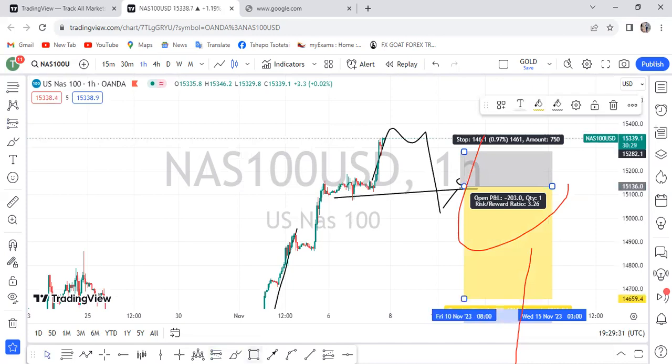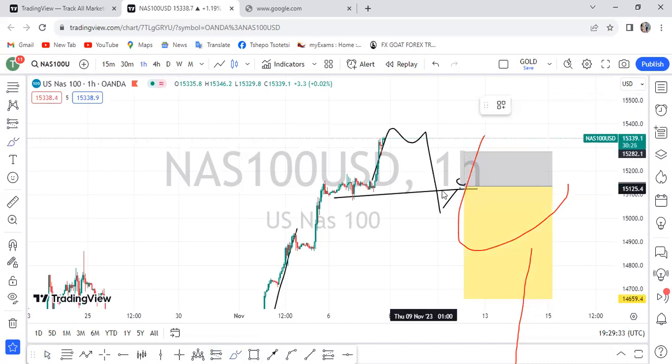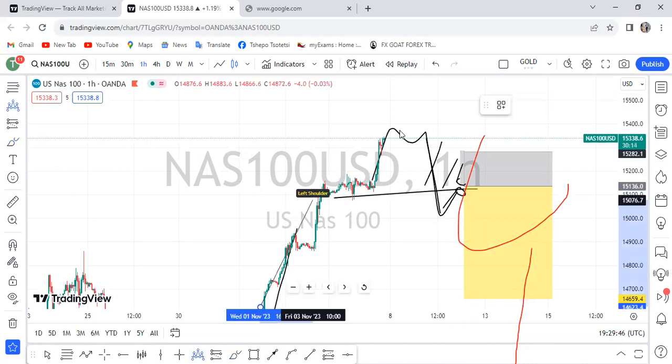But as long as market is above this level, we're not selling, we're buying. But the minute it breaks and reaches this level, that's when we're going to look for entry. It might give us something like a head and shoulders here.